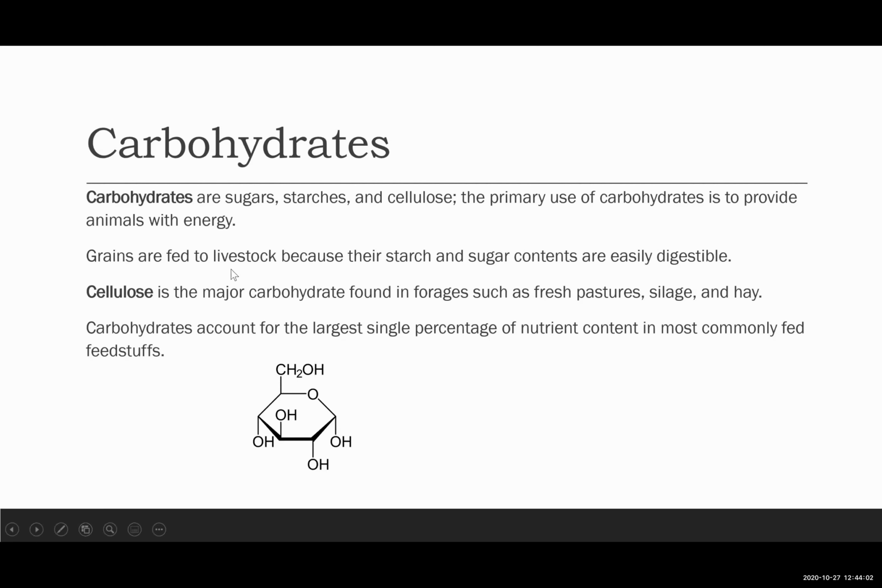So grains, when we feed them to livestock, they have starches and sugars that are very easily digestible. These tend to move through the system much more quickly. And we'll talk more about that later on. Then we have cellulose. This is a main carbohydrate found in forages. And cellulose and some of its close relatives like hemicellulose, those compose the roughages that we feed to especially ruminants, because ruminants can break down those structural carbohydrates. They're a lot more structural.